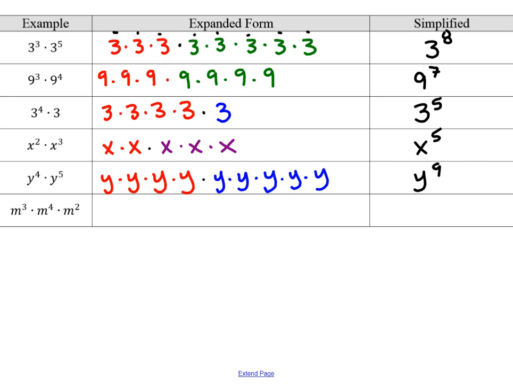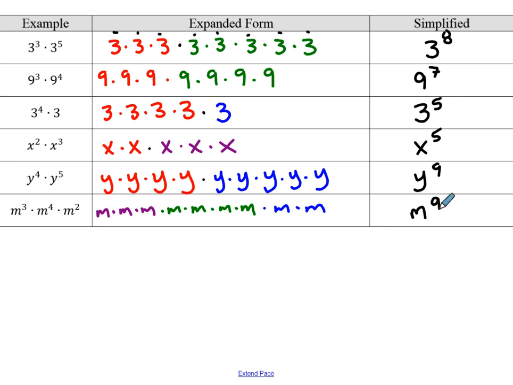Our last one, we have 3 different things going on, but it's going to be the same process. We have 1, 2, 3 m's. We have m to the 4th. And we have m to the 2nd. How many m's do we have all together? We have 9, so it's going to be m to the 9th.